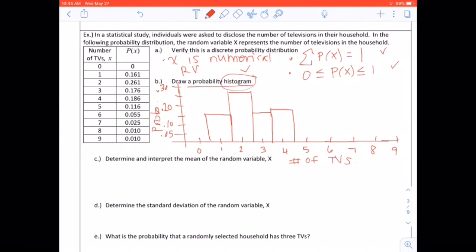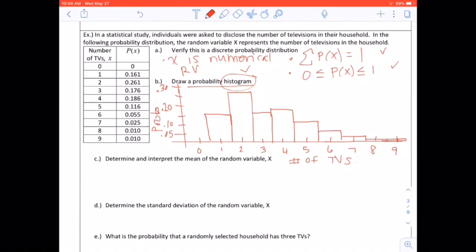And the widths of those rectangles should be about the same. I know it's hard to do by hand. 5 TVs is 0.11. And then 8 and 9 are both extremely small. Do the best you can on those. I know it doesn't say this, but this is skewed right. Kind of reviewing a little bit there.